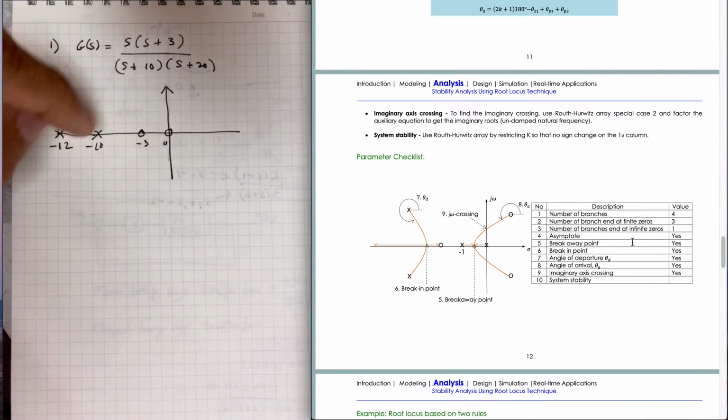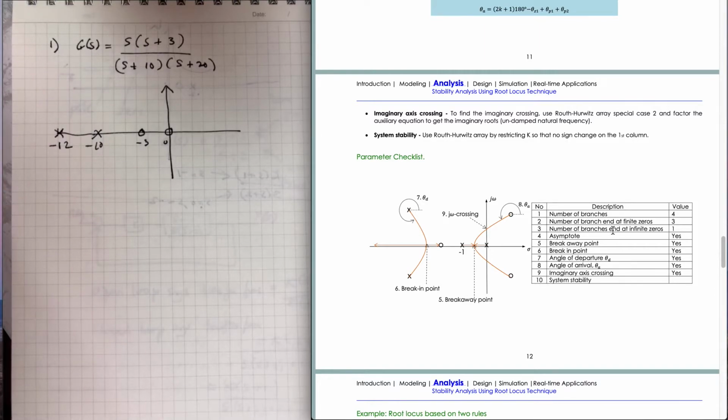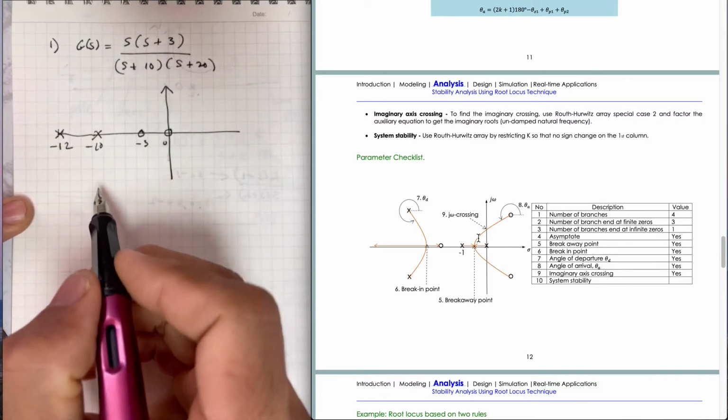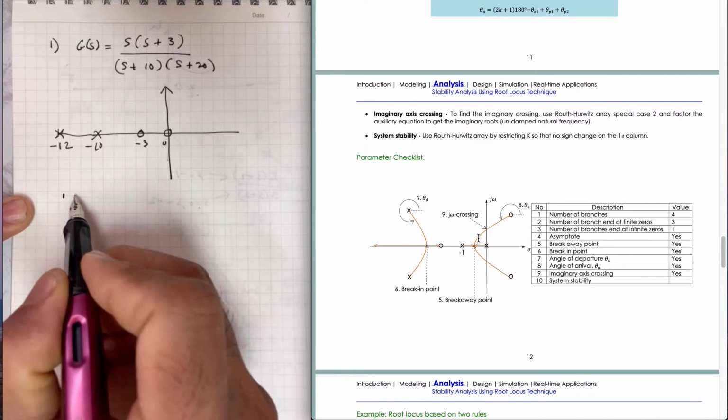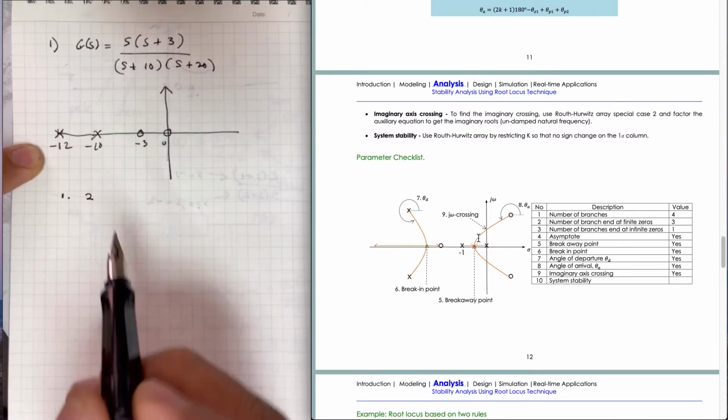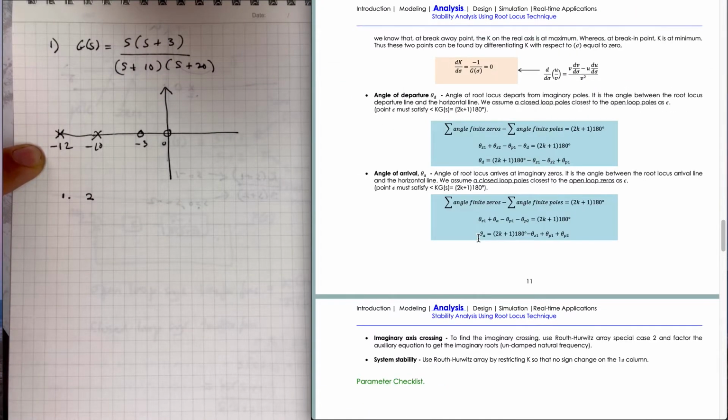The number of branches depends on the number of poles. So there will be two branches here. From here we can see that for item number 1, number of branches, we have 2, right? See number of branches.